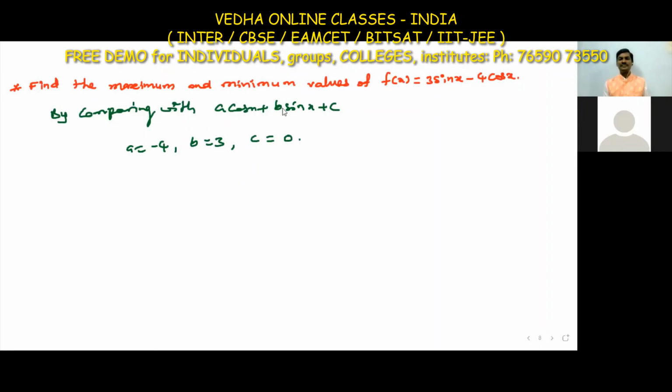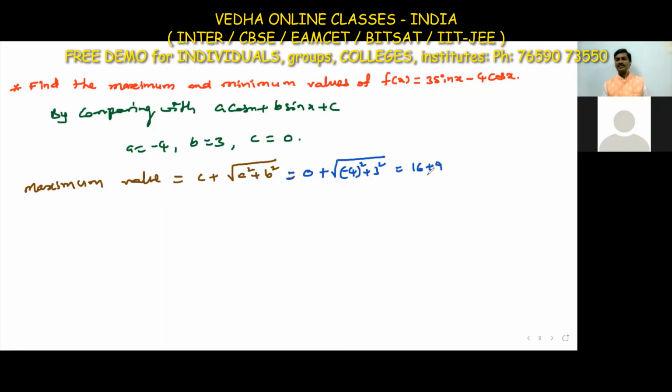Now what is the formula for finding the maximum value? Tell me the formula. C plus under root of a square plus b square. Yes. So c is 0 plus root of a square, minus 4 whole square is 16, plus 3 square is 9, so 16 plus 9 is root 25. Root 25 value is 5.